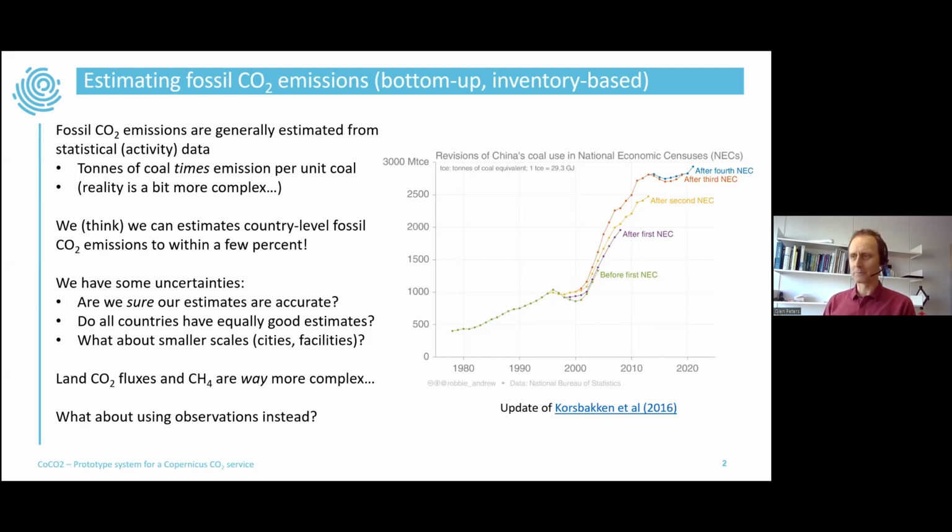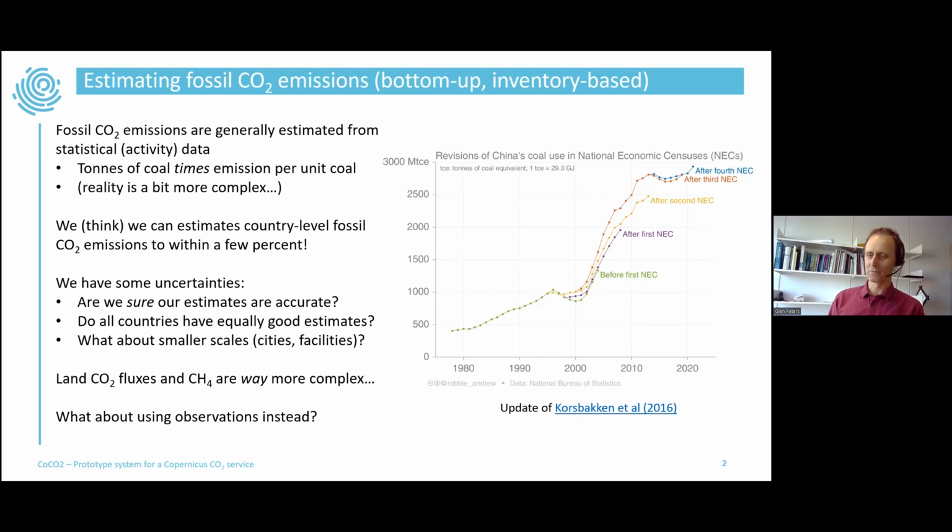There are some complexities that you can add in, and particularly when you get to the land sector or the agricultural sector, you might even use models. But generally, we're using statistical data: activity times emission factor. And when it comes to fossil emissions, we think that we can probably estimate emissions in a developed country at least within a few percent. So we can do a pretty good job, you would think. But there are some uncertainties.